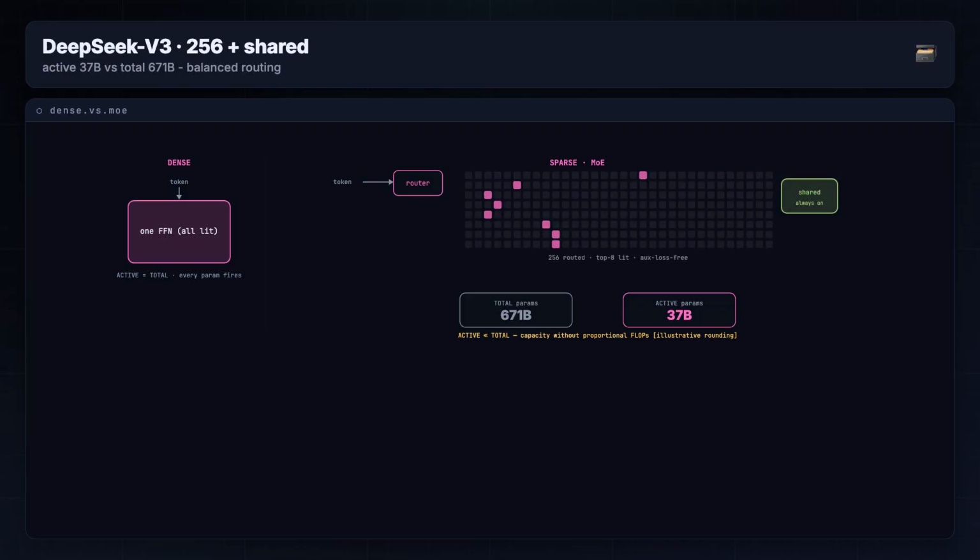And DeepSeek: 256 routed experts in a fan, one shared expert glowing permanently on the side, top 8 lit per token. The counters now read 37 billion active against 671 billion total. The bias-adjusted router keeps the lit experts spread out, not bunched.